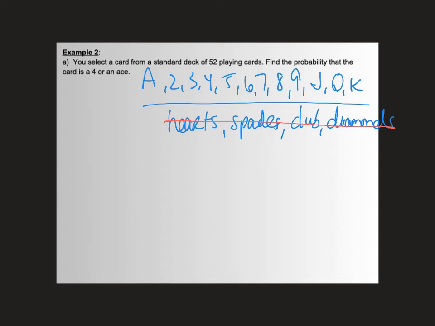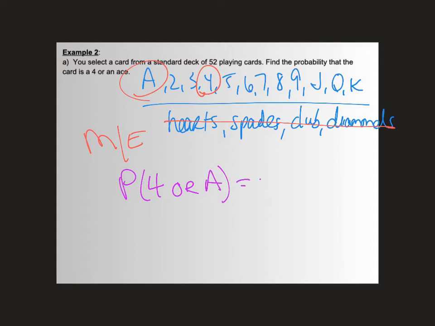4 or an ace. So ace or 4, these are mutually exclusive. You cannot have a 4 and an ace. It's not the same card. They are 2 different cards. They cannot occur together. So to find this probability, because they are mutually exclusive, all you have to do is this. Probability of 4 or ace is just going to be the probability of a 4 plus the probability of an ace.